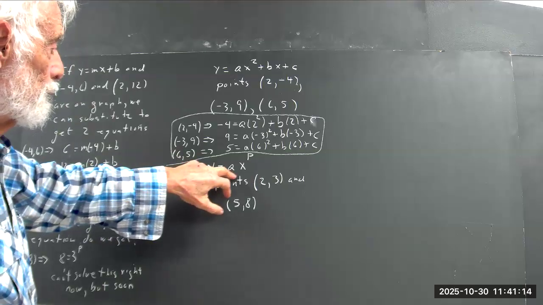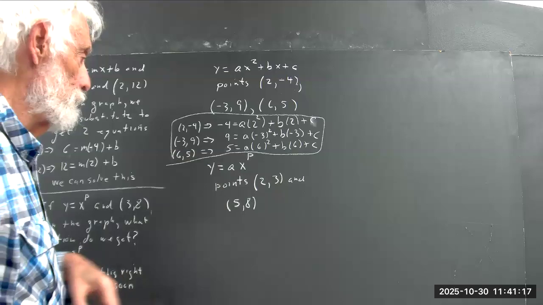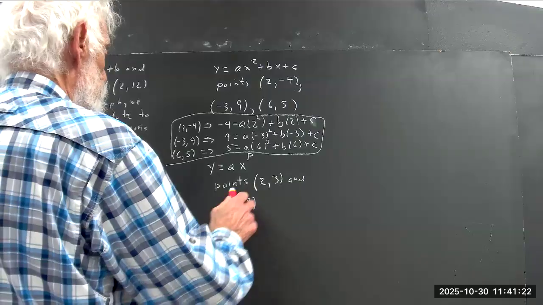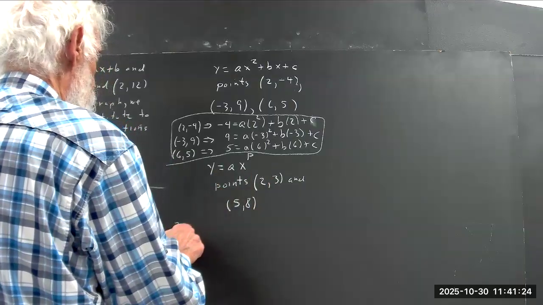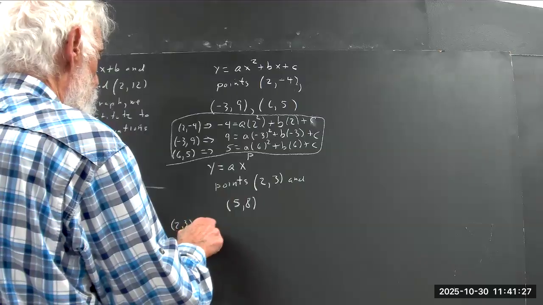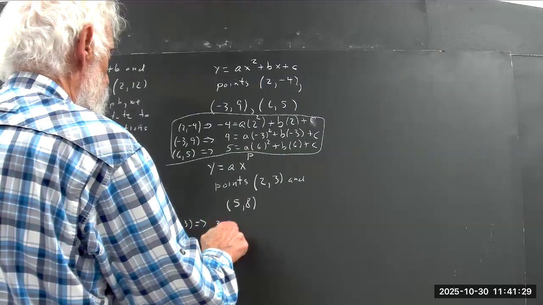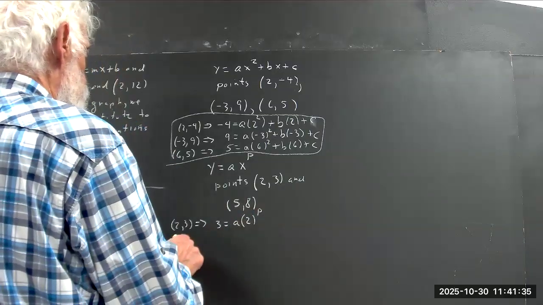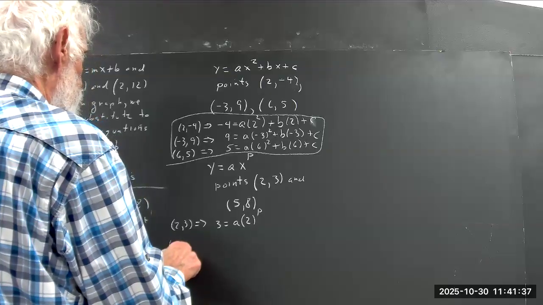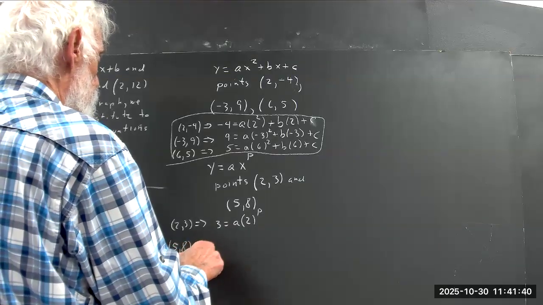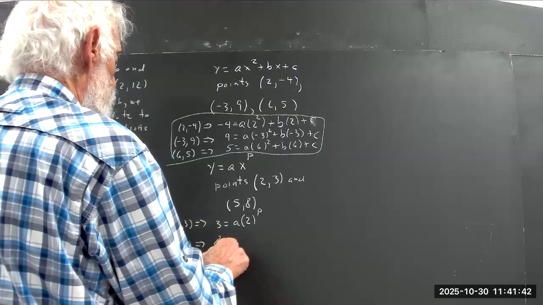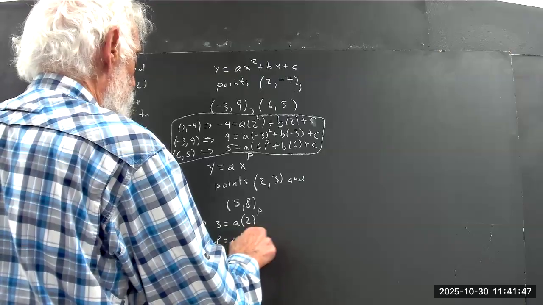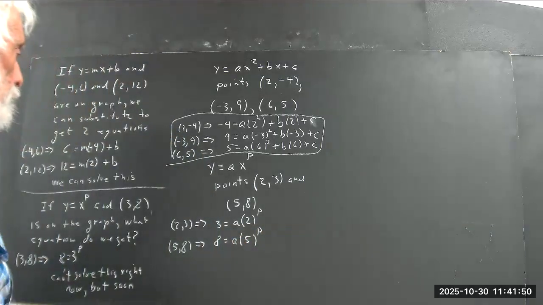Now we've got y equals a times x to the p with the points 2, 3, and 5, 8. Well, that means y is 3. Three equals a times 2 to the p. Point 5, 8 gives us 8 equals a times 5 to the p.